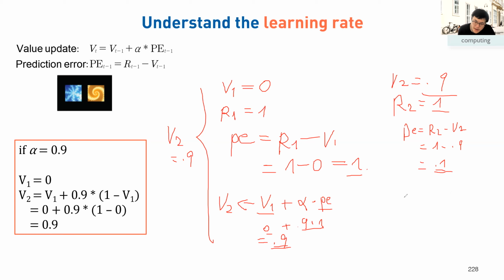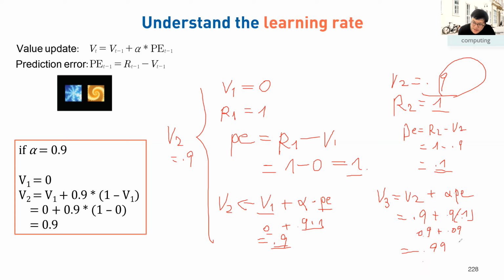So how do we update the next value? The value of the next trial, V of 3, equals V of 2 plus the learning rate multiplied with the PE. What is V of 2? V of 2 is 0.9. And what is the learning rate? The learning rate is also 0.9, as per the definition. And PE is 0.1. This equals 0.09, and then you have 0.99, right?